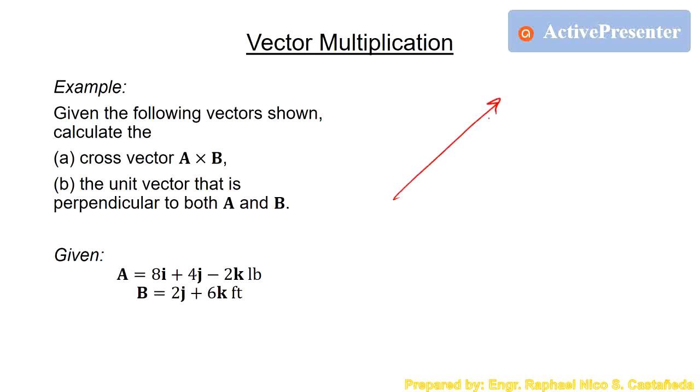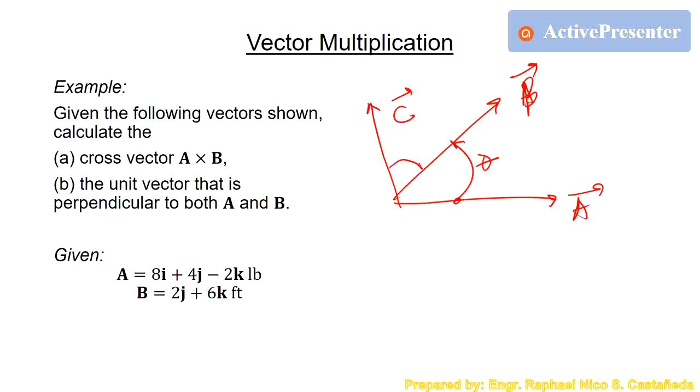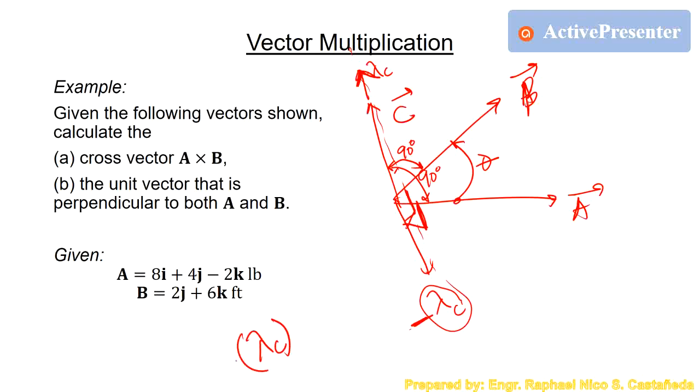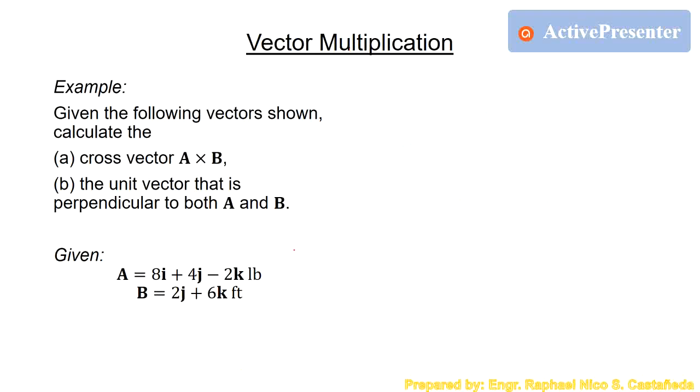But there are two possible answers. Why? Because if this is vector A, this is vector B, and this is the angle theta, then this is vector C, which is perpendicular, 90 degrees, to both A and B. So we want lambda C. This unit vector going upward is perpendicular to A and B, but the vector going downward, which is parallel to vector C on the same line, is also perpendicular to vectors A and B. So this one is negative lambda C. So we apply positive and negative values for the unit vector to get the final answer.